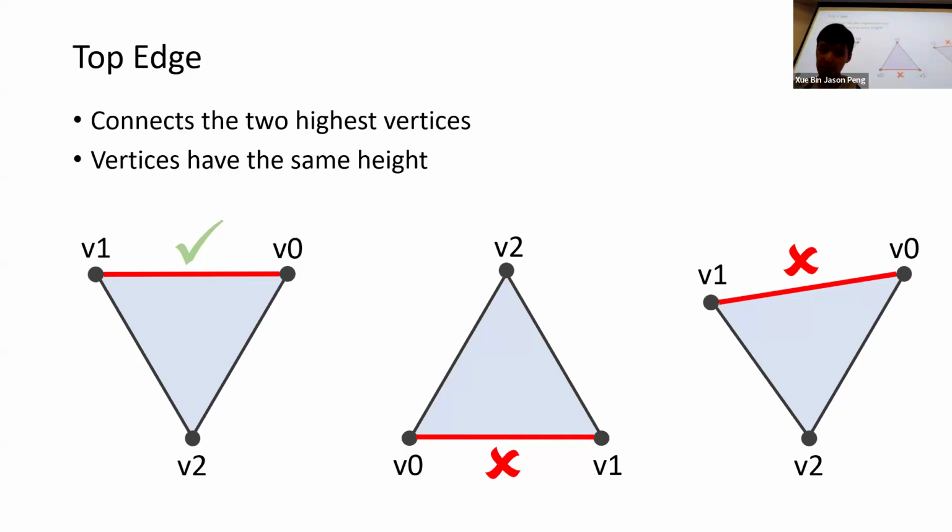Okay. So the second condition that requires the vertices to have the same height can be a little bit unintuitive, but this is how the heuristic is defined.